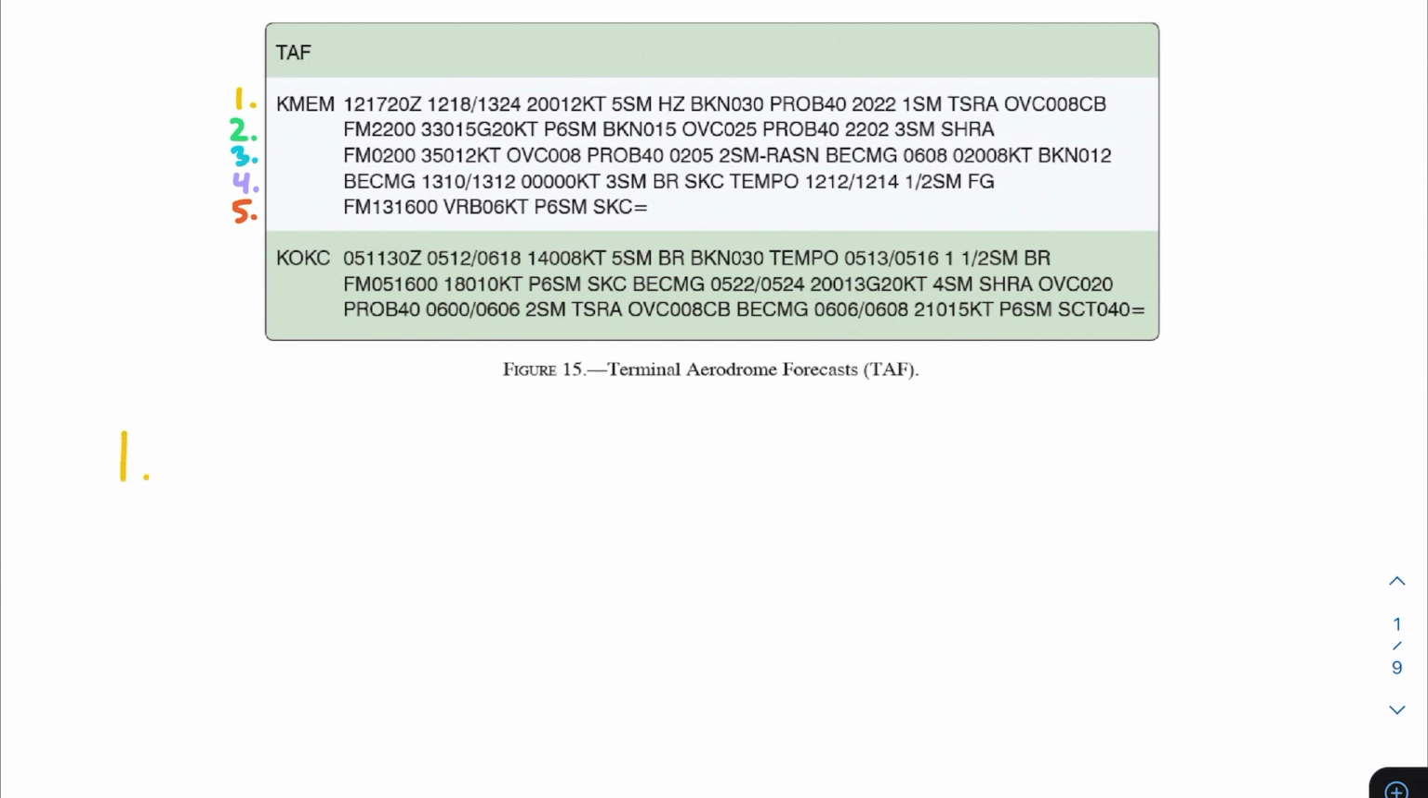So that KMEM is for what airport this is. This is the Memphis airport. So we just have that airport code. And then the next section is the date and time at which this TAF was issued. So we would say on the 12th of whatever month we're currently in at 1720 Zulu. So that would be about 5:20 p.m. if you converted it out of military time.